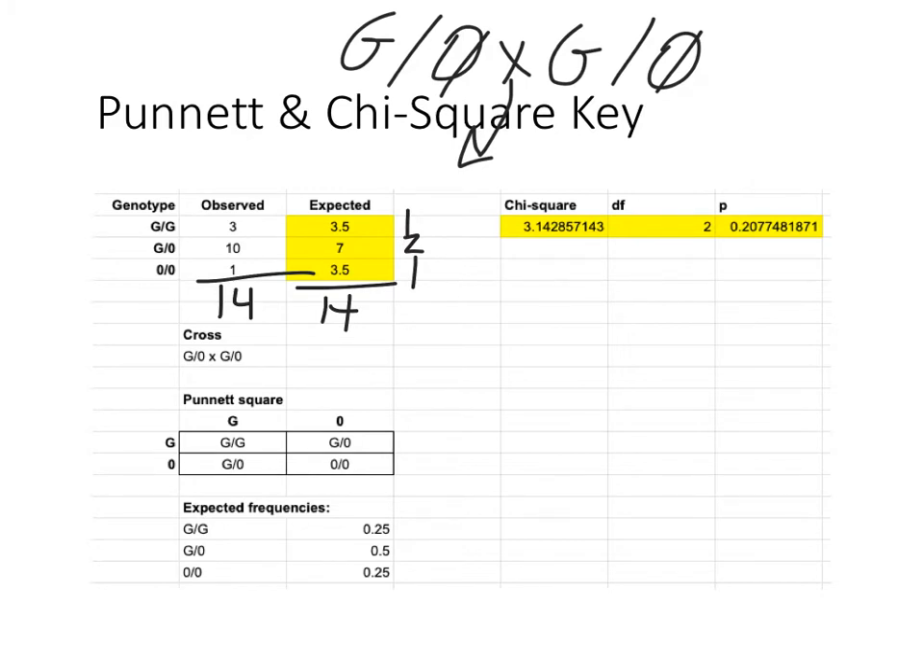So you don't round, because if you round, that would be what? You'd round up to 4 in both of those cases, and then you'd have a total of 15 worms, and that throws off the chi-square test. Did anybody have other questions about this?